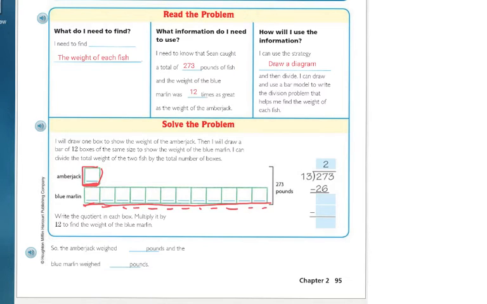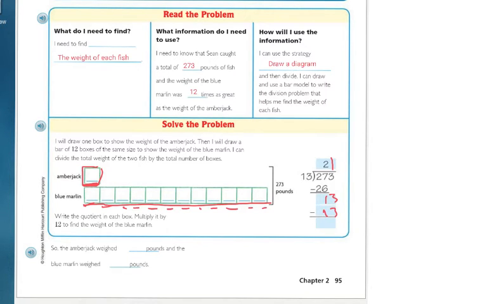2 times 13, as you see there, they wrote 26. When I subtract 26 from 27, I get 1. Remember, I need to bring down my 3, so I'm going to bring down my 3. So now I have 13 going into 13. 13 goes into 13 one time. So I'm going to put my 1 above here. 13 times 1 is 13.